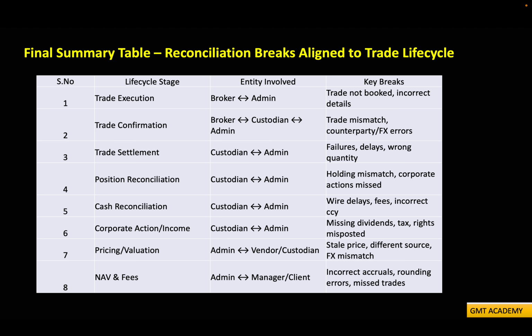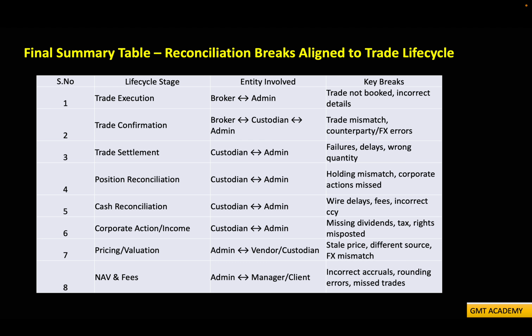So the trade life cycle starts with trade execution: broker versus admin, trade not booked, incorrect details can happen. Trade confirmation: broker, custodian, admin, trade mismatch, counterparty, FX rate. In trade settlement, custodian and admin: failure, delay, wrong quantity can happen. Position: custodian versus admin holding mismatch, corporate action mismatch can happen. For cash reconciliation, custodian versus admin: delay or maybe incorrect currency.